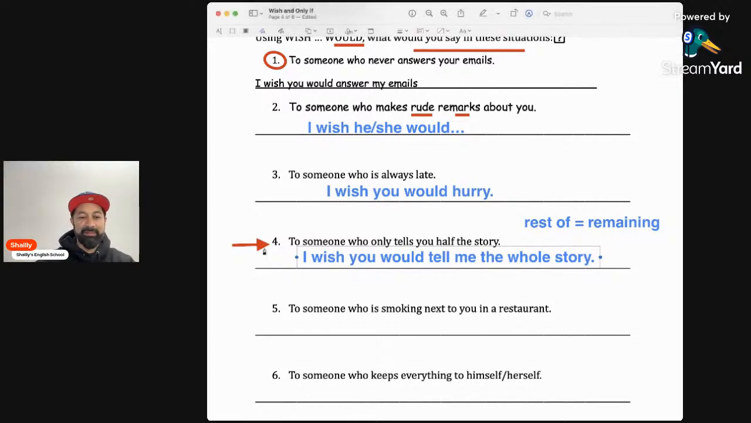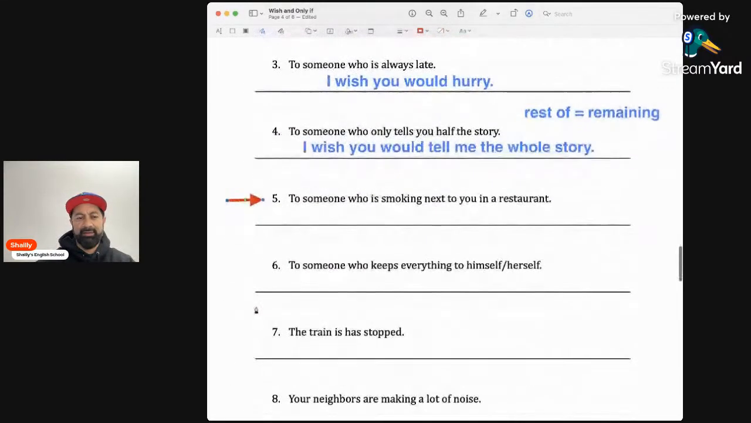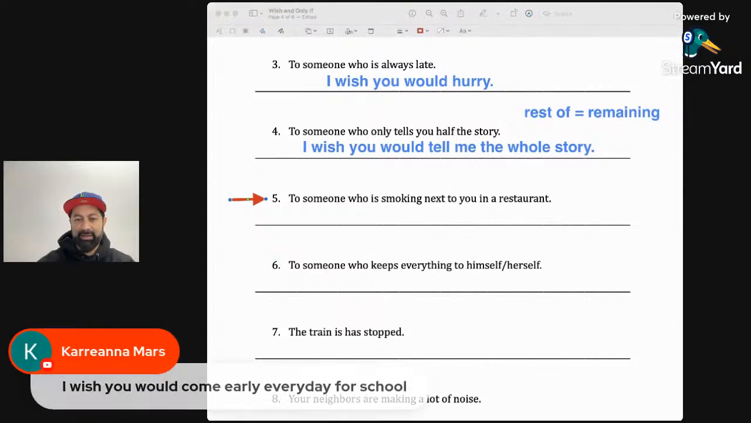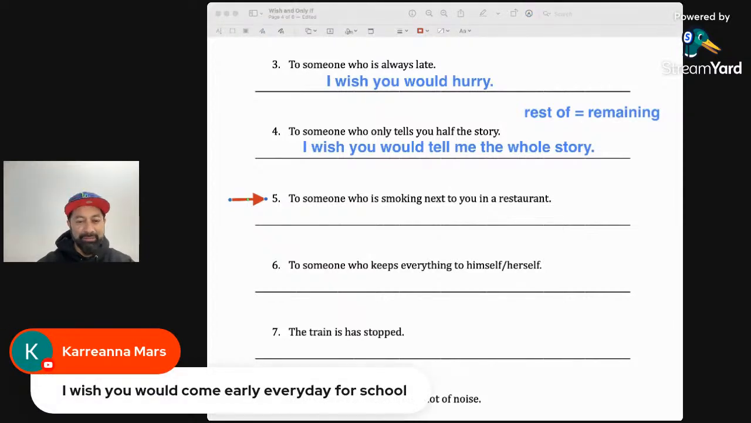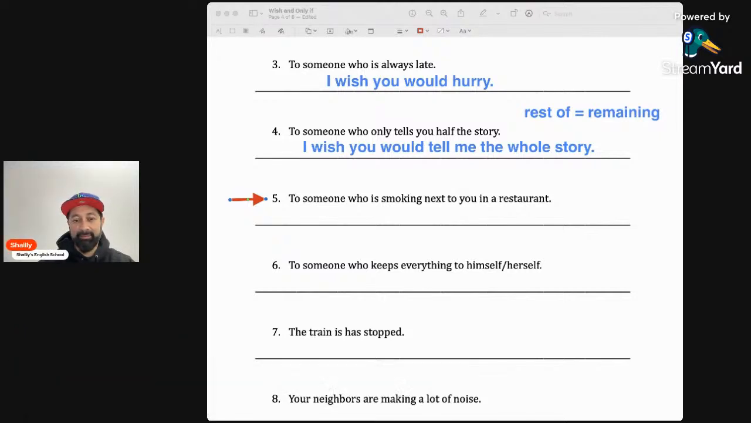What about number 5? Number 5 is going to be a little bit easier, and I think this probably doesn't happen so much anymore. But number 5 says, what would you say to the person who is smoking next to you in a restaurant? Karina has, "I wish you would come early every day for school." Perfect, Karina. Perfect answer. That was for number 3, Karina. Well done. Number 5, what do you say to the person who's smoking next to you in a restaurant?